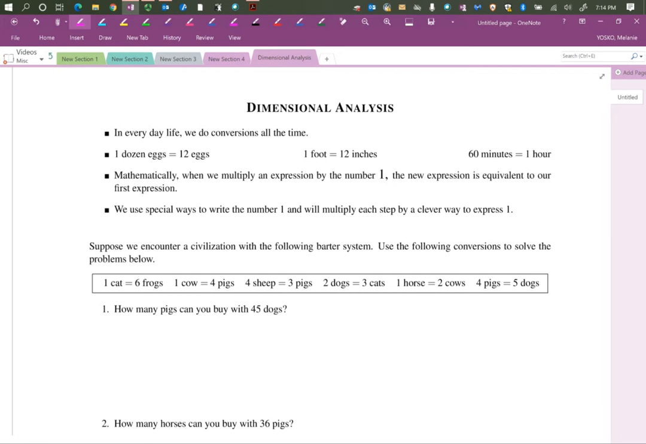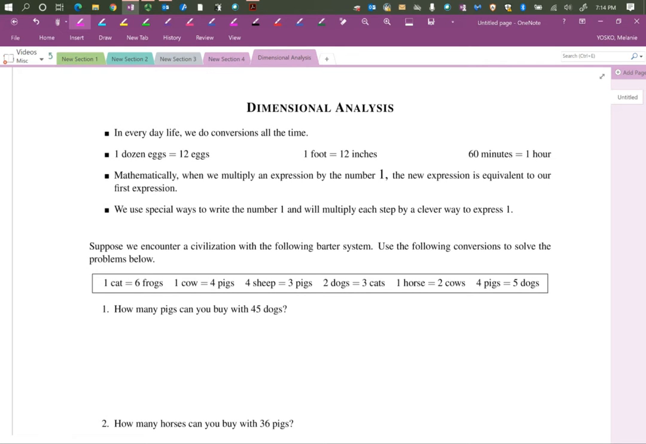So apparently, if someone has a cat, they can trade that for 6 frogs. 1 cow can be traded for 4 pigs. 4 sheep is the same as 3 pigs. 2 dogs is the same value as 3 cats. 1 horse and 2 cows are worth the same. And 4 pigs and 5 dogs are worth the same.